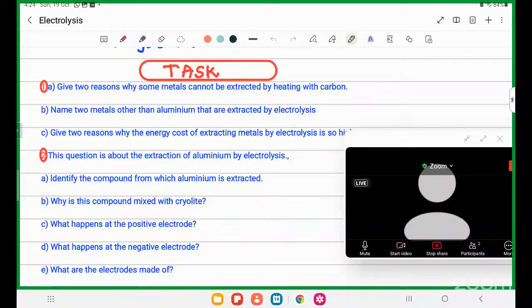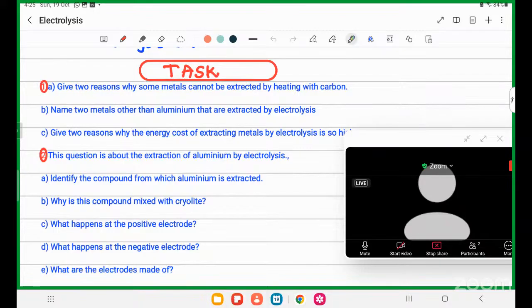What was your response to the first question? Can you speak louder, please? They are more reactive than carbon, so they can be displaced. Okay, that's one. Another one could be that electrolysis is too expensive, so using it with metals that can be reduced isn't worth the money.